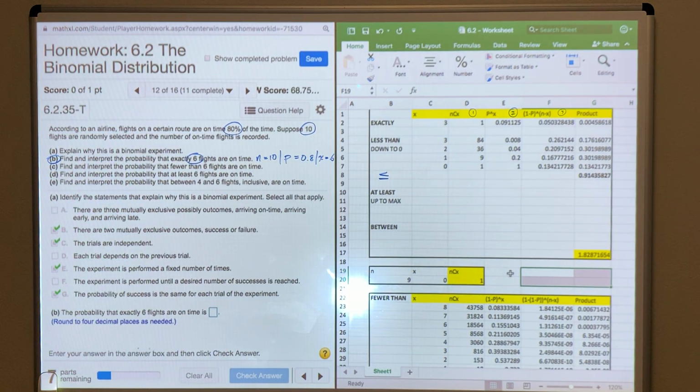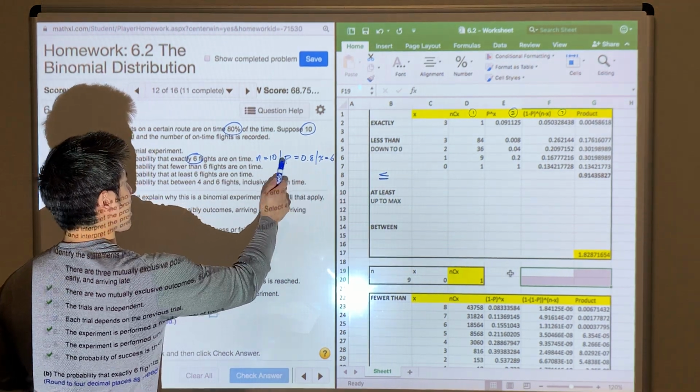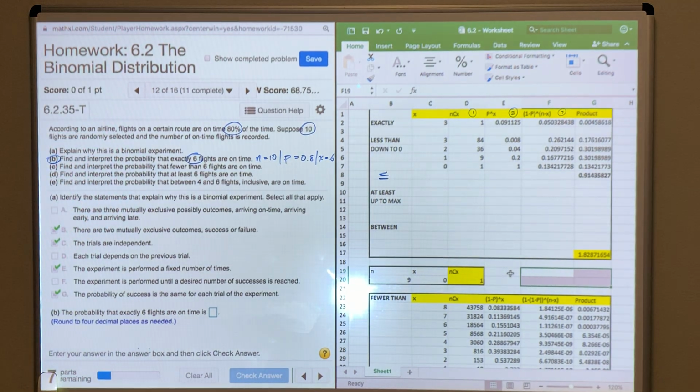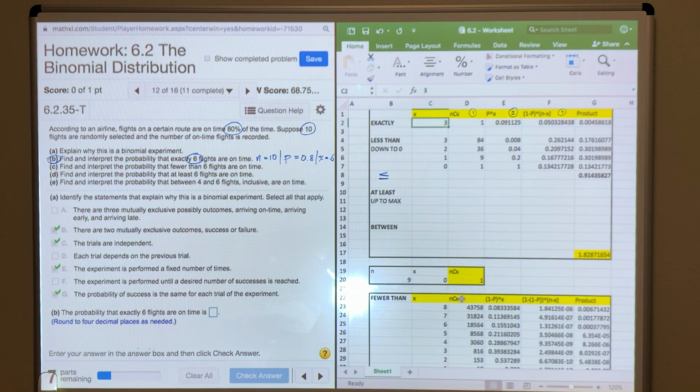So in my part B, yours is probably different, I have 10 flights, 10 trials. My probability of a flight being on time is 0.8, 80%. I want to know what is the probability of having 6 on-time flights out of the 10. Our calculation over here is going to tell us. Here we go. My X value is 6.